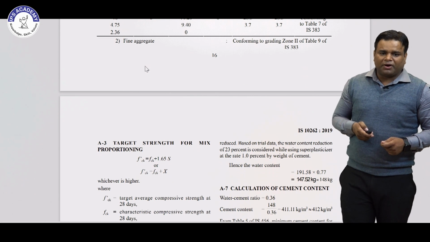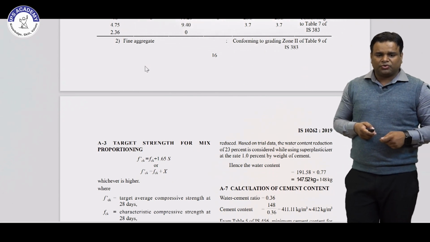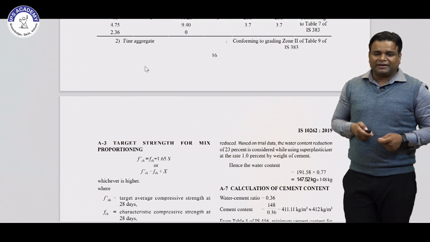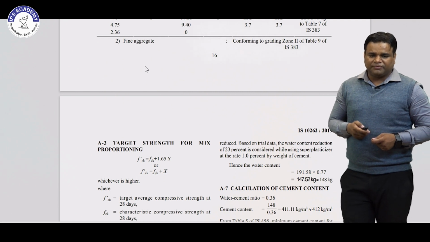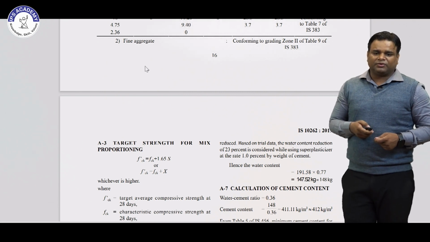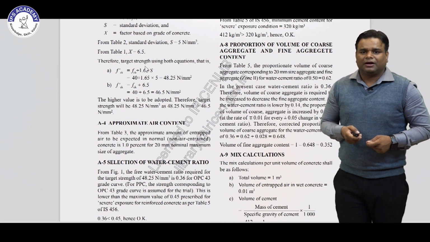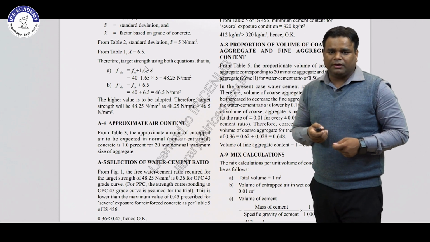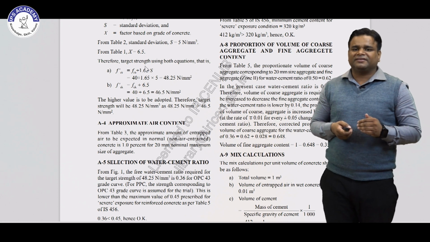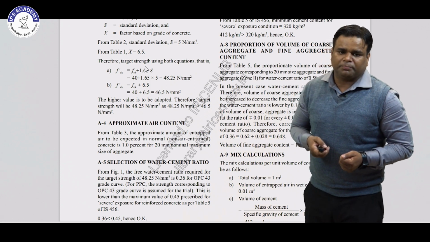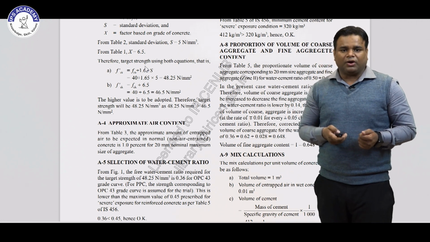Then the next point is calculation of cement content. So we have the water cement ratio and we also have the water content, so from that relation we will calculate the cement content. We will get the cement content of 412 kg per meter cube, which is also more than the minimum cement content for the cement, which is 320. So our cement content is more than 320 kg per meter cube. So it is also good as per our requirement.